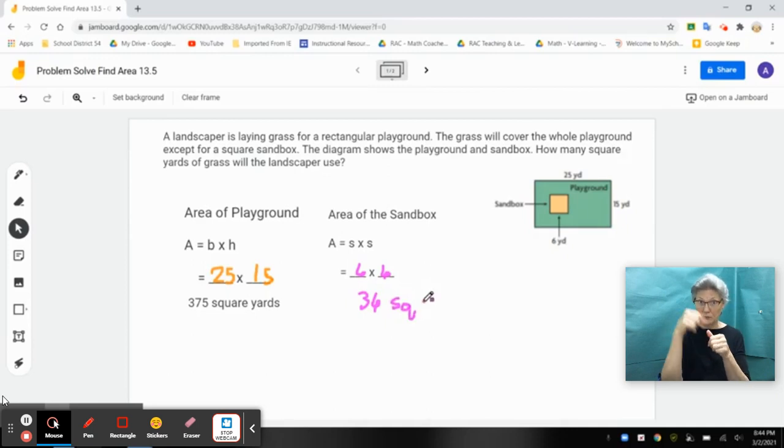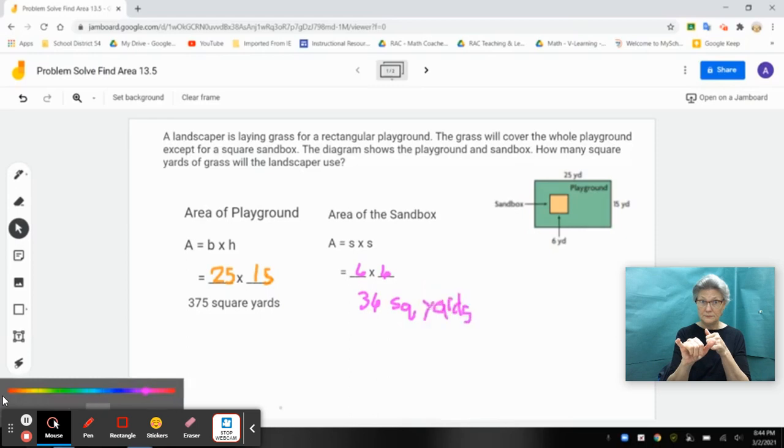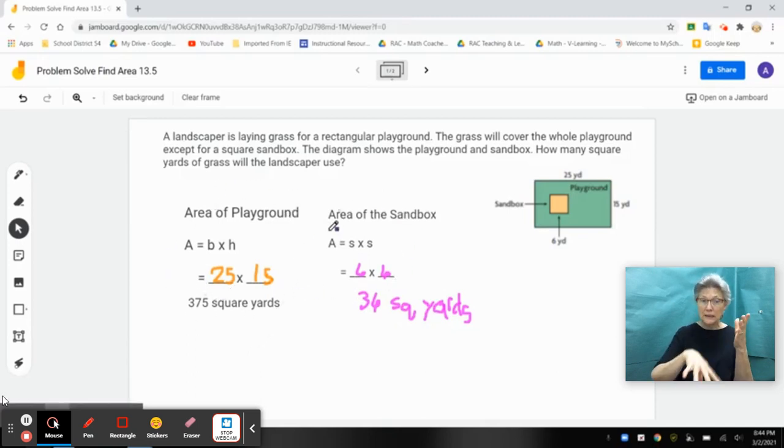All right, we're ready for our final step that we talked about in our plan of attack. Do you remember what that was? Our last step was we are going to subtract the area of the playground minus the area of the sandbox so that we can figure out how much grass we need, because we know that this does not have any grass covering it. So we're going to subtract 375 minus 36.